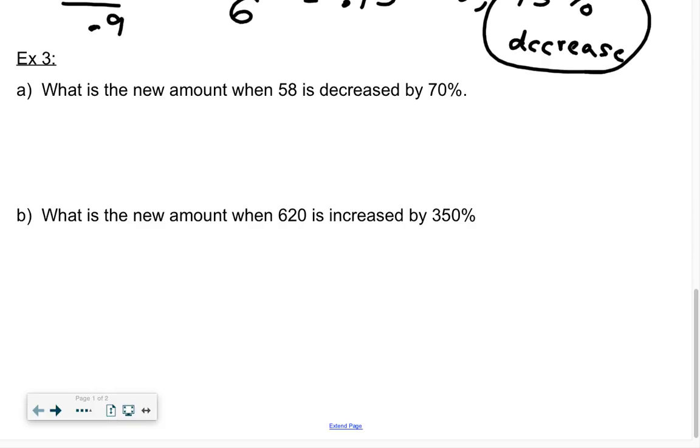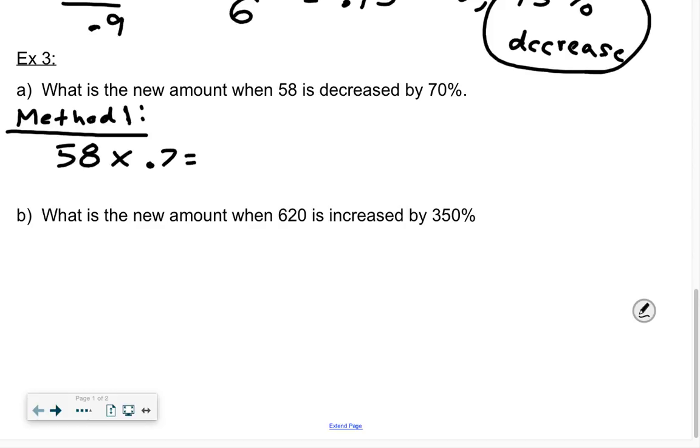There are 2 methods that we can use here. Method number 1, I consider it to be the 2-step method. What's the first thing we want to do here? What did you do, Abby? I found 70% of 58. Yeah, so you took the 58 times 70%, which is equivalent to 0.7, right? Take the amount times the percentage, convert it to a decimal, and the number that we come up with there is 40.6.